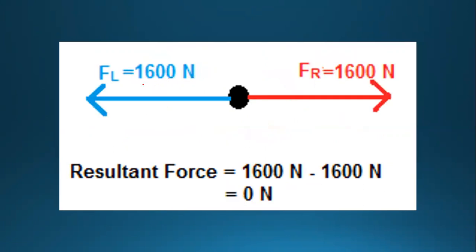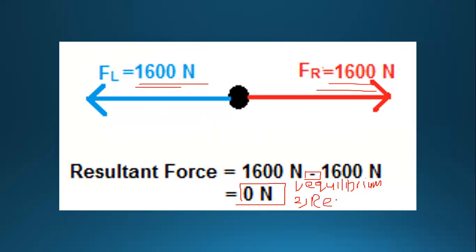Here we have a 1600 Newton force on the left, 1600 Newton force on the right. When both these forces are opposite in direction, we are going to subtract them. And by subtracting, the answer is 0 Newton. Now this 0 Newton gives you two assumptions. The first assumption is that the object is in equilibrium. Equilibrium means... and what is the second assumption? Rest position.